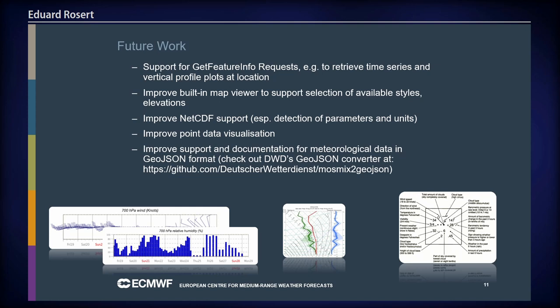And I mentioned already that we added GeoJSON format, which is still experimental. So we would like to better document what kind of format is required. And DWD provides already a GeoJSON converter, which generates data that can be ingested by SkinnyWMS to visualize points on the map.